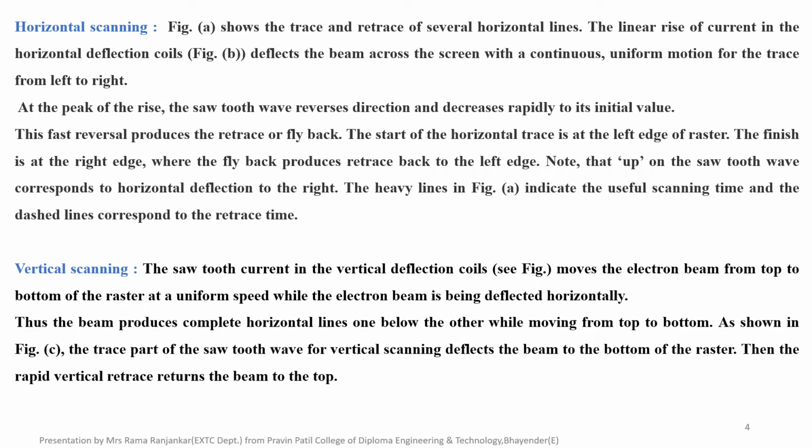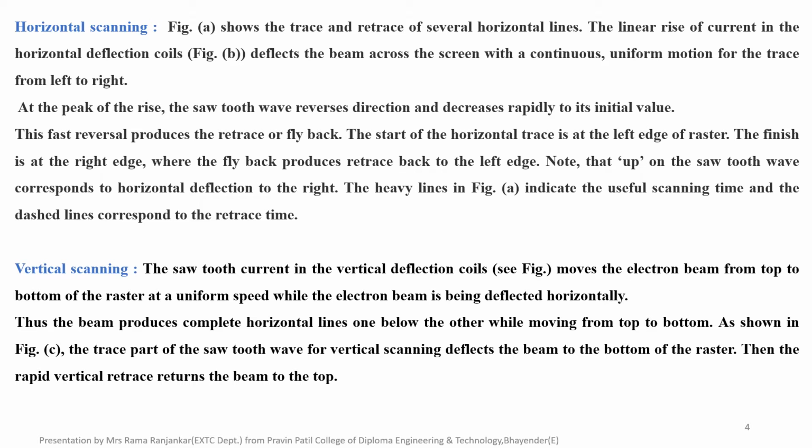Horizontal scanning. To scan or resolve the picture details horizontally is called horizontal scanning. There are two types of movement. Moving from left to right produces the trace, and moving back, from right to left, produces the retrace. For this purpose, a sawtooth oscillator is used.